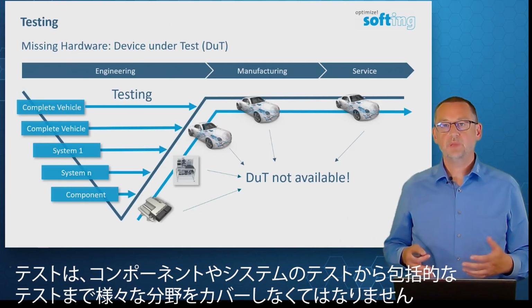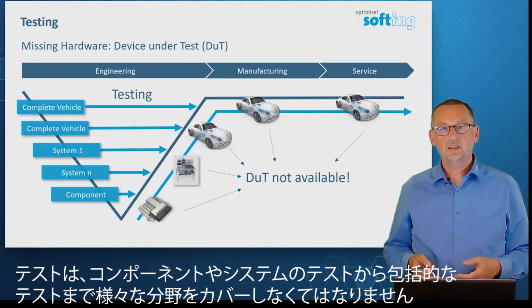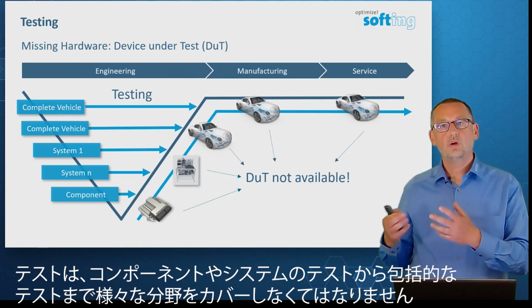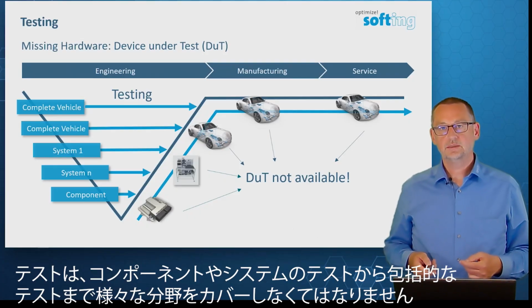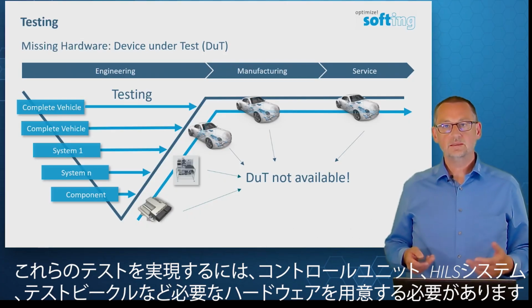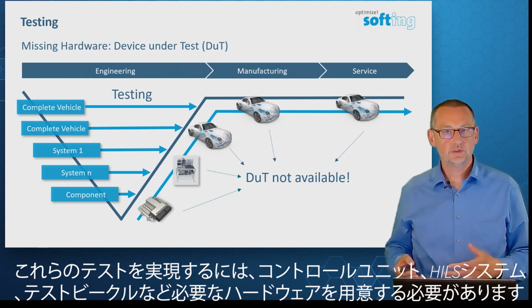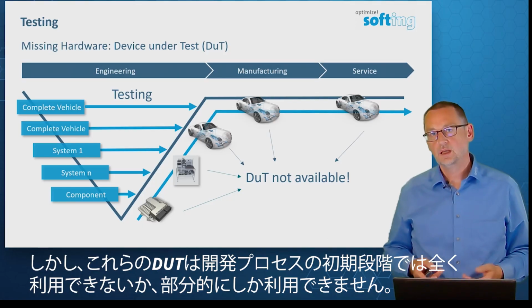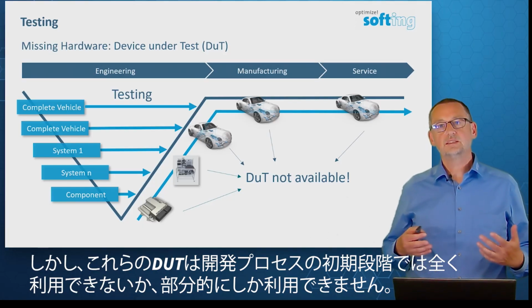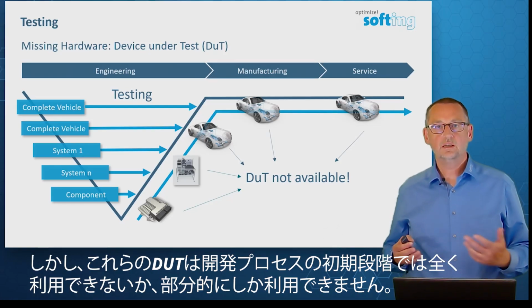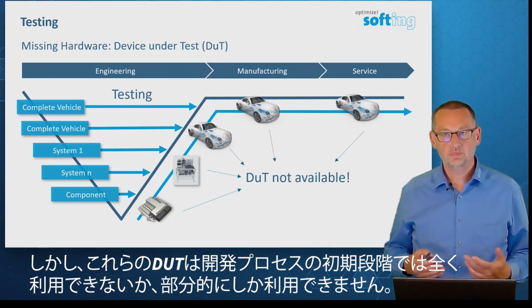Testing covers a spectrum of areas spanning from component and system testing to comprehensive vehicle testing. To enable these tests, the necessary hardware components must be available, such as control units, hardware-in-the-loop systems, or test vehicles. However, these devices under test are not or only partially available at the beginning of the development process.